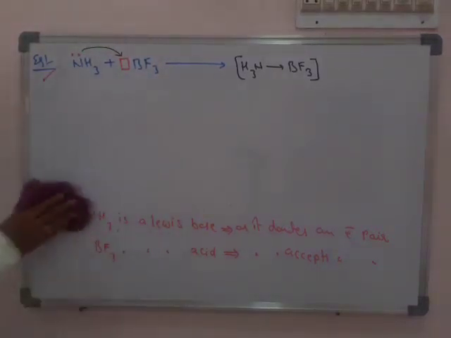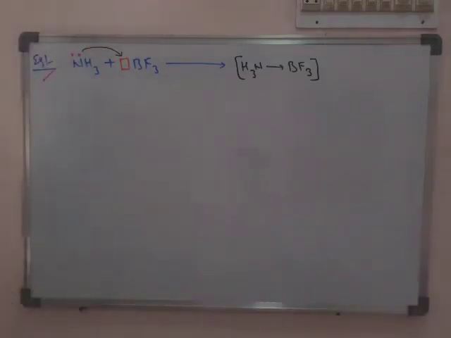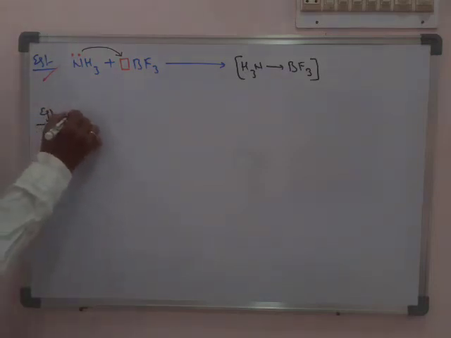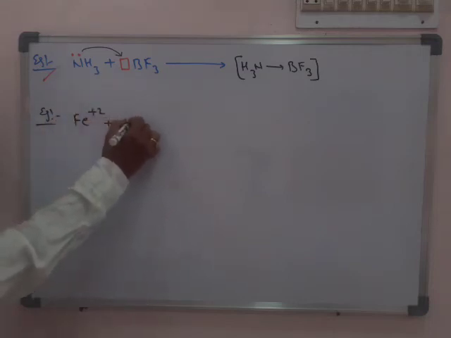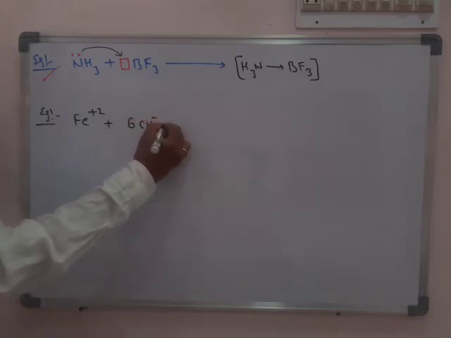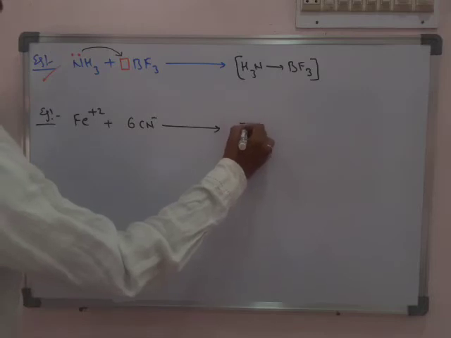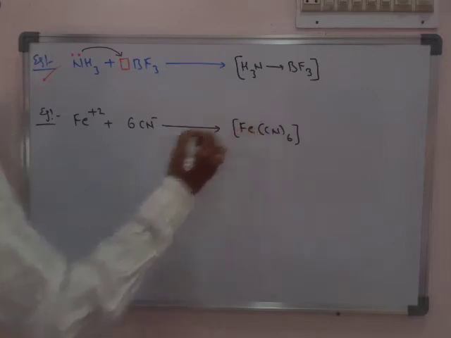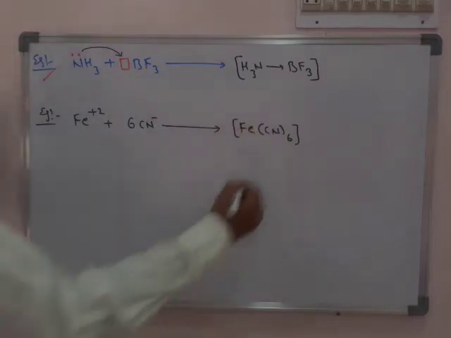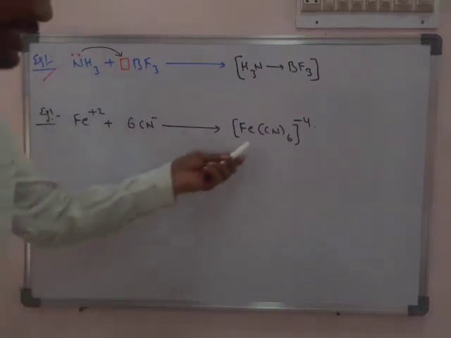Okay. So next we can write some more examples. Here is one more very important one. It's a metal ion. Fe plus 2 with CN minus, and there is a formation of [Fe(CN)6] minus 4. So here, what is this compound?